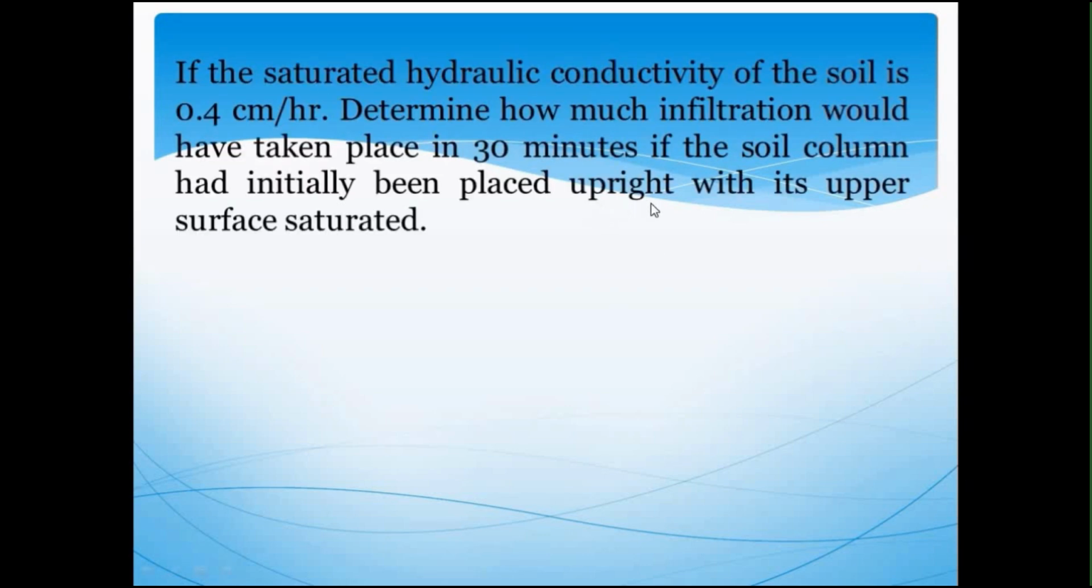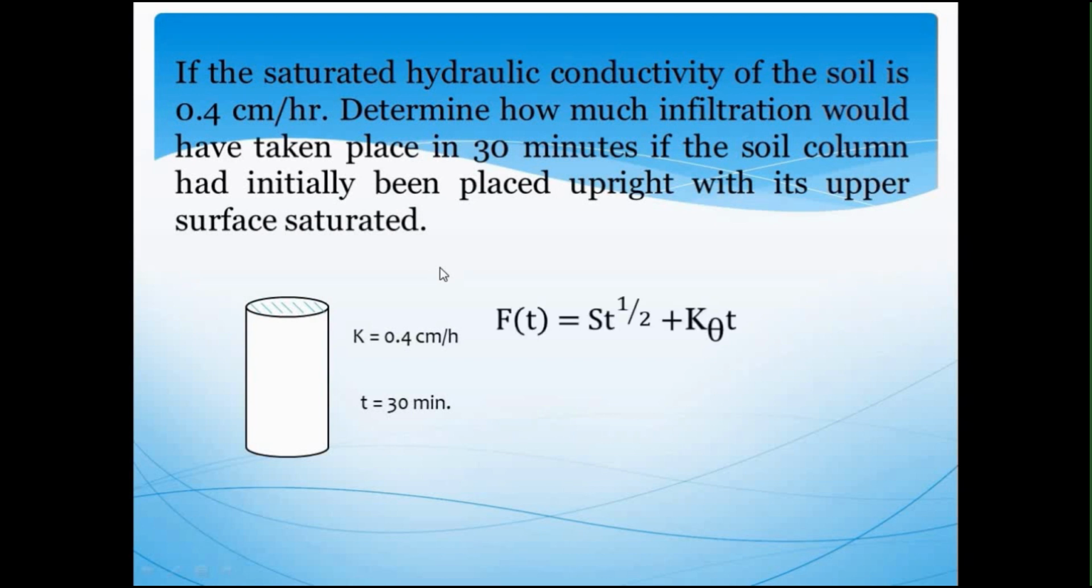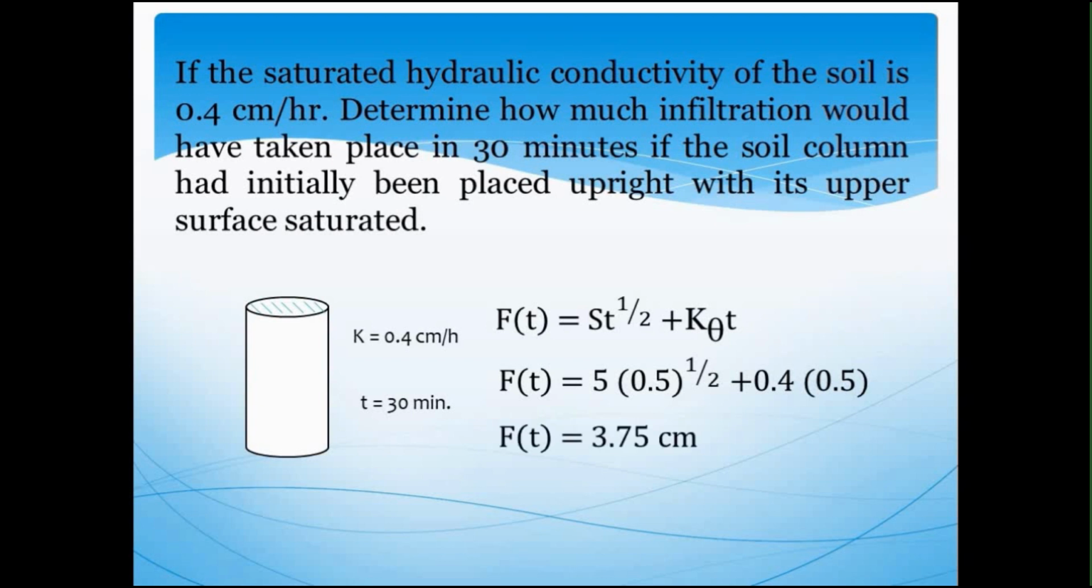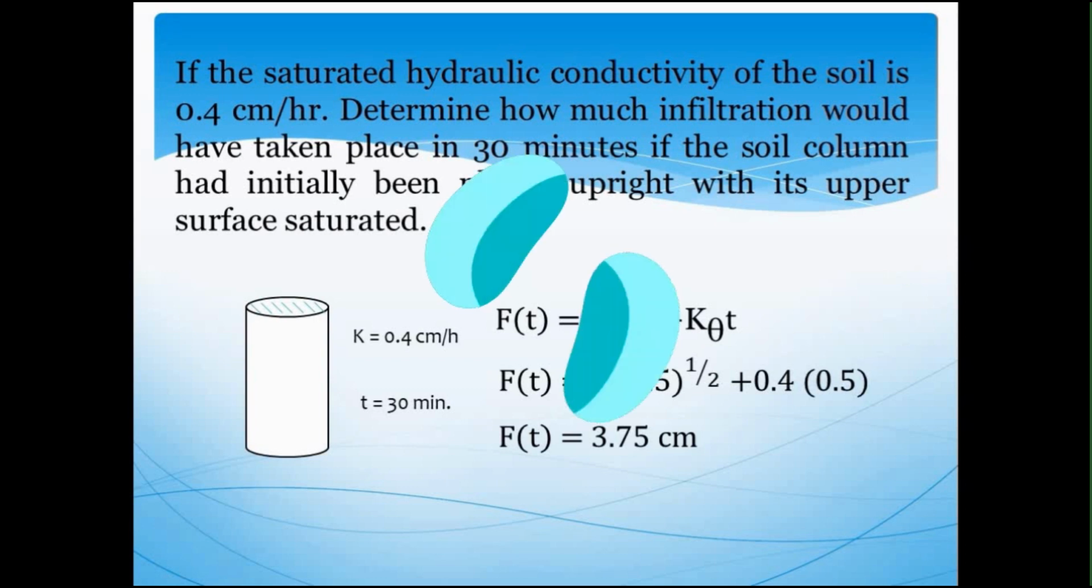Now we have the value of sorptivity. We can now solve for the cumulative infiltration in the vertical soil column. Cumulative infiltration equals S times t raised to 1/2 plus K times t. 5 times time, which is in hours, raised to 1/2 plus the hydraulic conductivity times time. Now we'll get a cumulative infiltration of 3.75 centimeters. So that's it. Thank you.